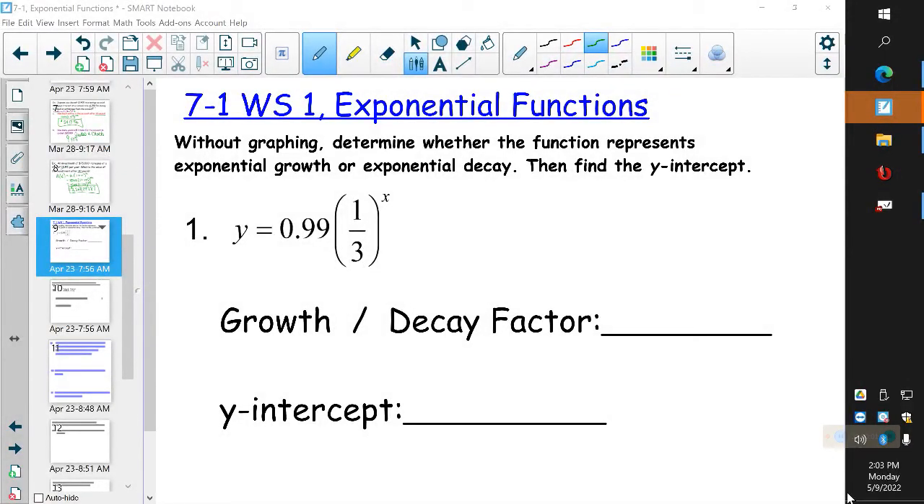Okay, tonight's homework, section 7-1, worksheet 1. Are we ready for problem 1? Okay, without graphing, determine whether the function represents exponential growth or exponential decay, and then define the y-intercept.